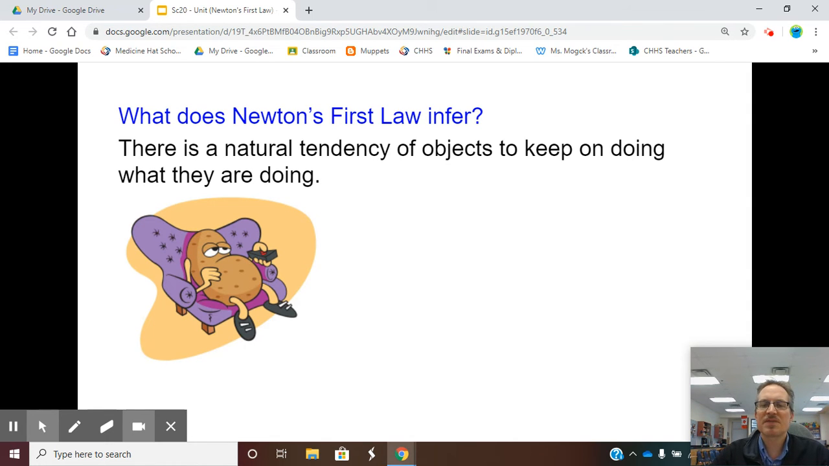Well, what does Newton's first law of motion then infer? Well, there's a natural tendency of objects to keep on doing what they are doing. At rest stays at rest, in motion stays in motion.